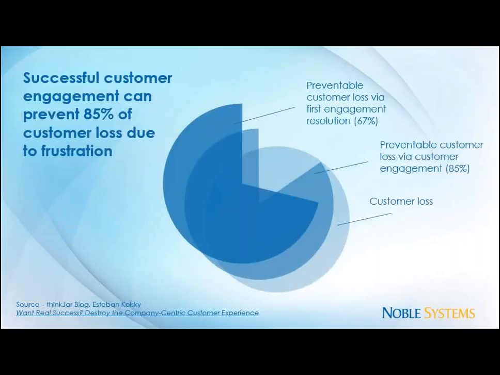And then this is equally, it's the reverse of that, right? Successful customer engagement can prevent 85% of your customers' loss due to frustration. Frustration can come in a lot of different ways, we all realize that. But a lot of frustration, if you have an issue with your product or service and you're trying to reach the organization, and you can get to your contact center, whether it's through phone or email or text or chat or web, you can save a lot of your customers this way.